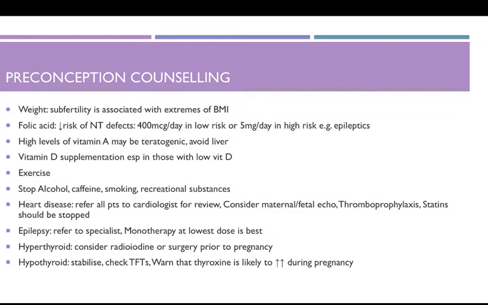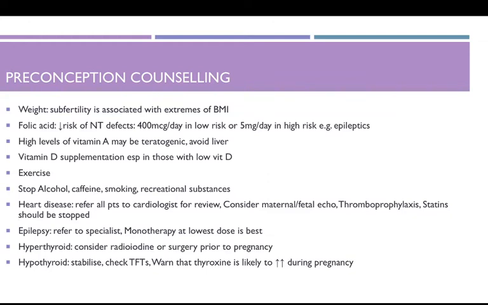Folic acid reduces the risk of neural tube defects. For the general population, for most women, it's recommended to have 400 micrograms a day if you're low risk. But if you're high risk of neural tube defects, high risk groups are epileptics, so women who are on anti-epileptic medications, women who have diabetes, and women who have a high BMI. They're recommended to have 5 milligrams a day, so a higher dose.